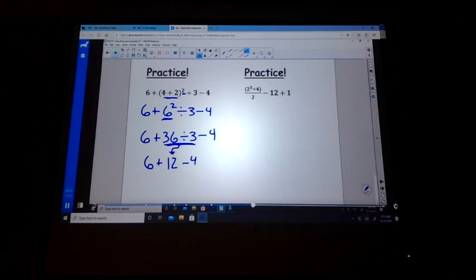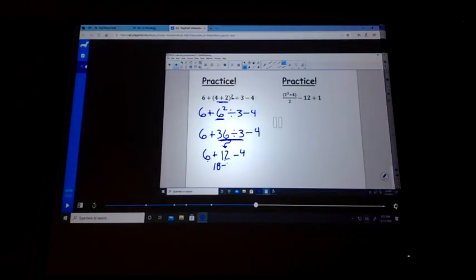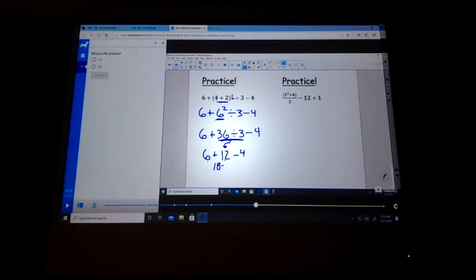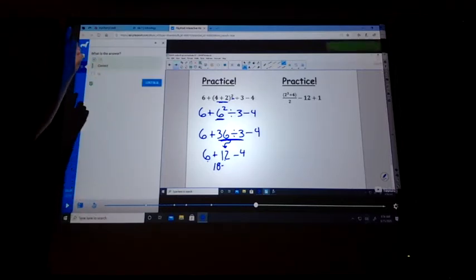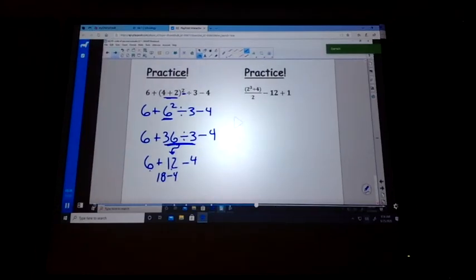And now this is addition and subtraction, so we'll do it from left to right. 6 plus 12 is 18. 18 minus 4. What's the answer? 14. 14. Oh, look at that. I kind of did a little trick on it, so you guys are paying attention. So 14 is the answer here. And then we'll finish up the rest of it, but I was just trying to see if we go along. Submit. Boom, correct. 18 minus 4 is 14. Hey, there we go.